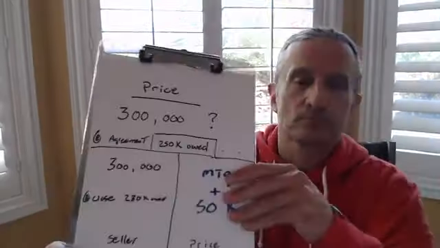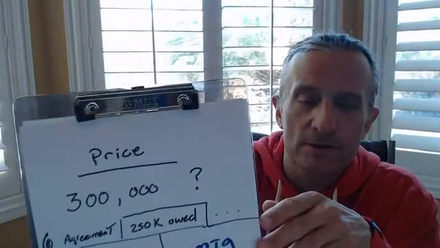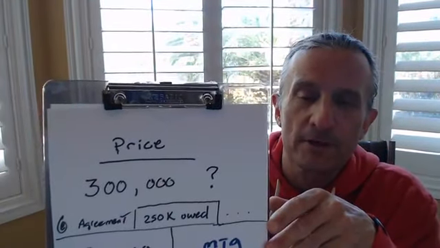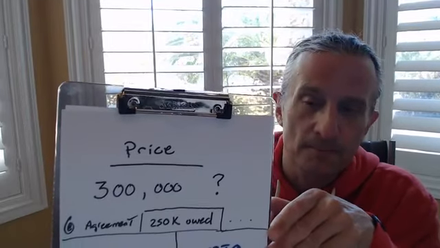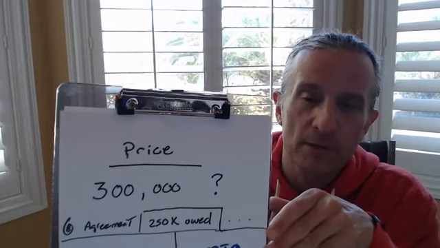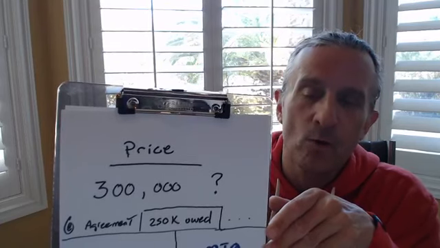Now, why do I make it slightly more complex like that? Here's why. I'm going to try to show you on this clipboard here, okay? So, if the price is $300,000 and 250 is owed, there's $50,000 going to the seller, right? That's what they expect. Everybody with me?